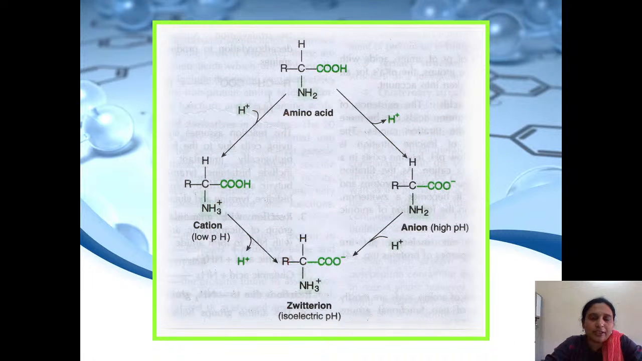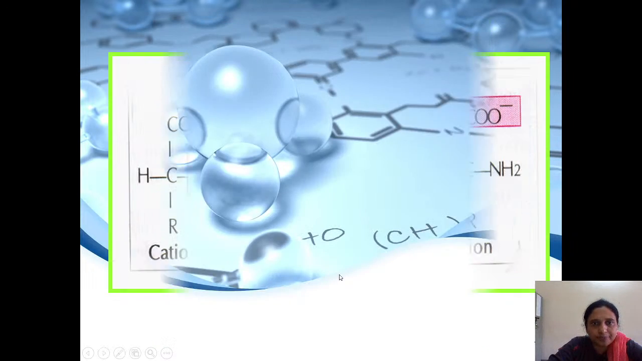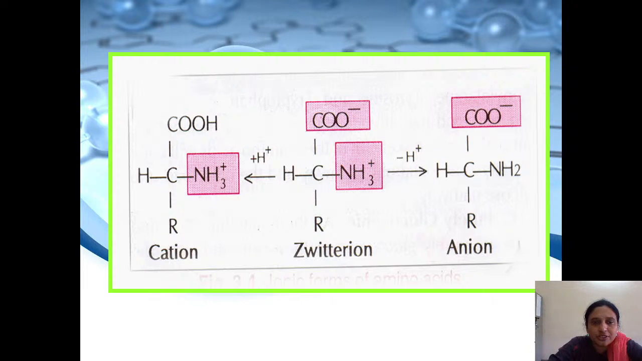Now, to see how amino acids exist as cation and anion under acidic and alkaline conditions, look at this picture. This is an amino acid. At high pH, under alkaline conditions, it exists as an anion. Under acidic conditions, it exists as a cation. And Zwitter ion means it has an equal number of positive and negative charges. Here again is the same picture: the Zwitter ion, and the cation and anion under acidic and alkaline conditions.